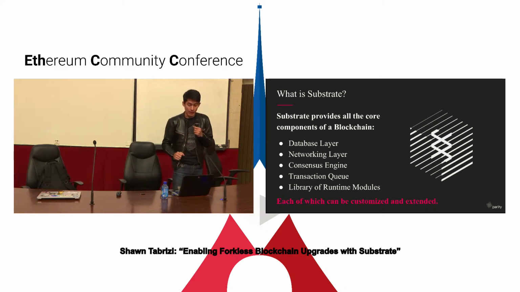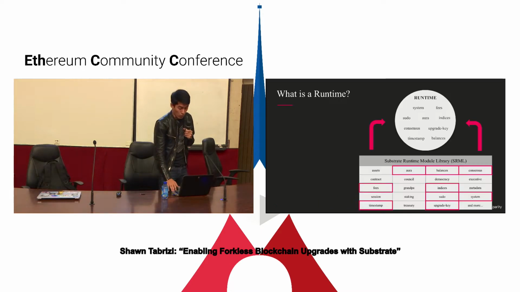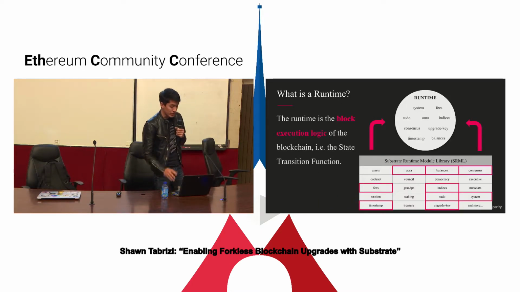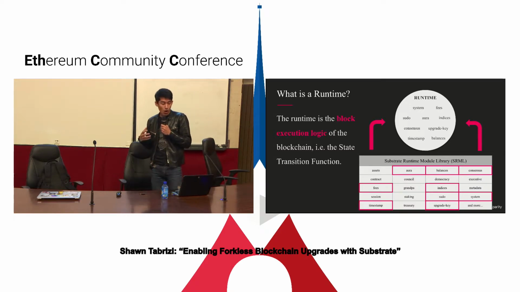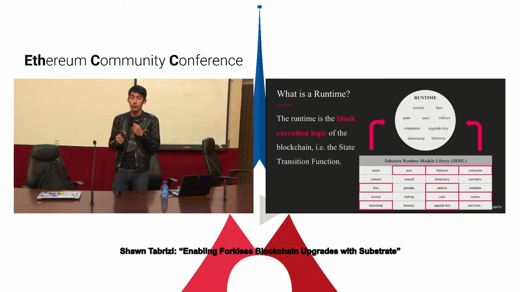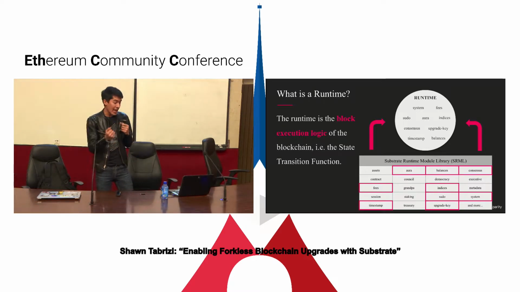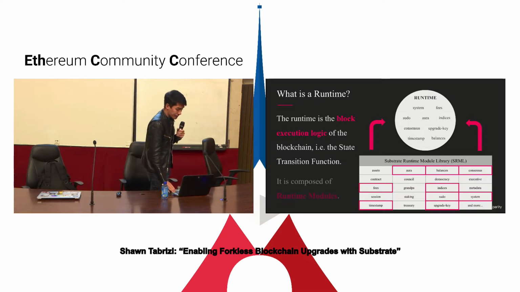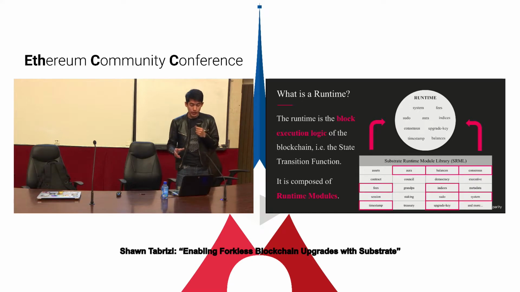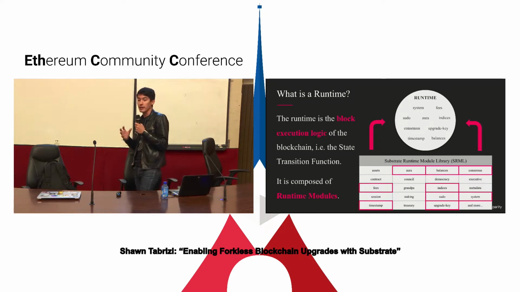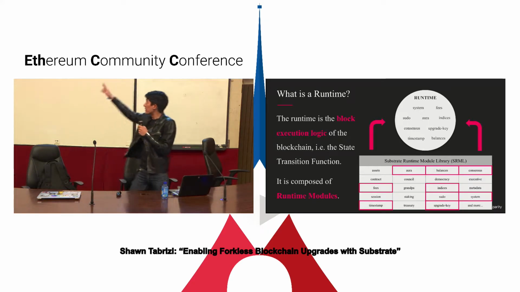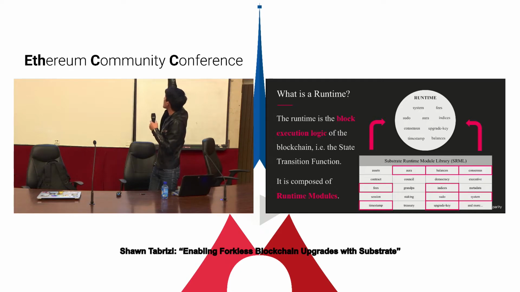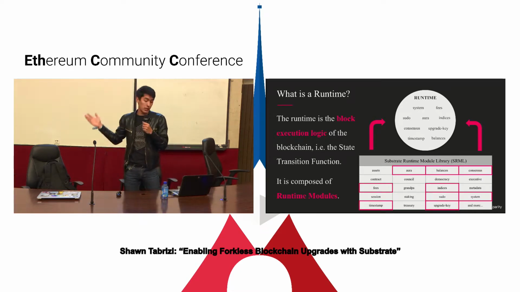So let's talk about the library of runtime modules. What is a runtime? The runtime really is the block execution logic of the blockchain, right? Or we call this the state transition function. It's all of the actual things that the blockchain does from block to block, handled in this runtime. And in Substrate, it's composed of these things called runtime modules. You have these different modules which all have their own special functionality, and you can pick and choose from them, like we've done here, and create an entire runtime which actually defines what your blockchain does.